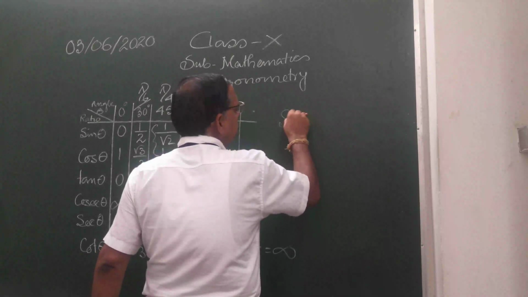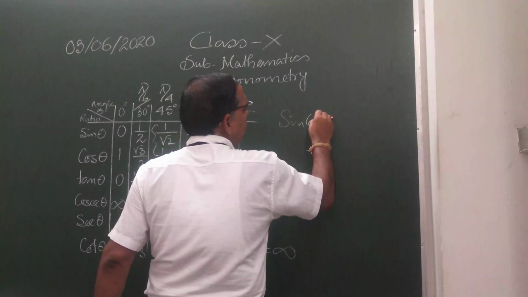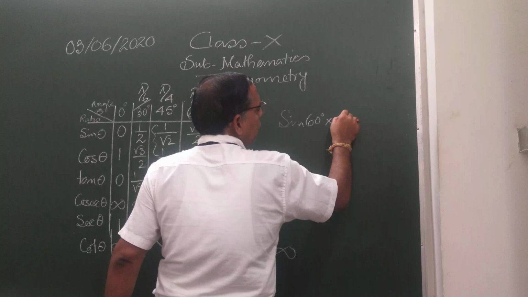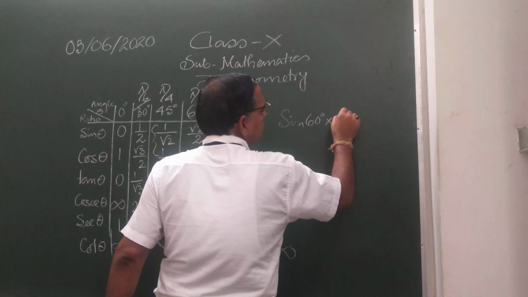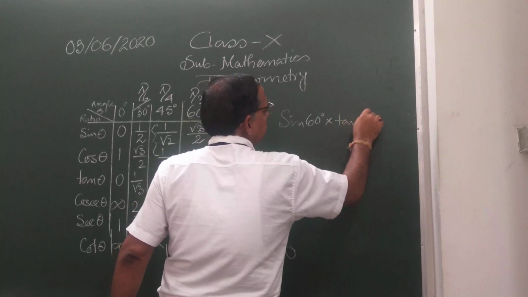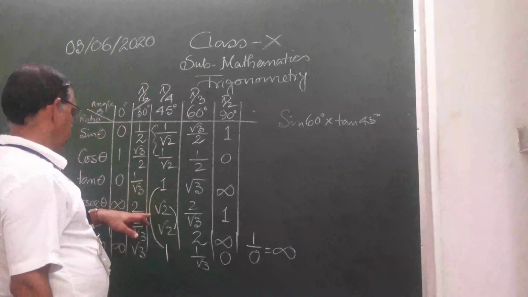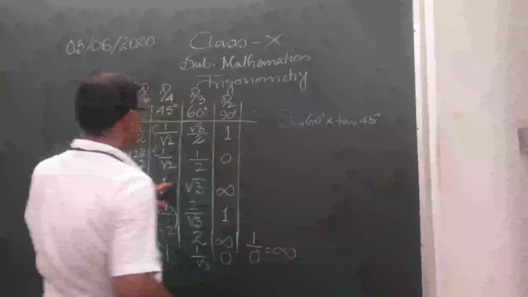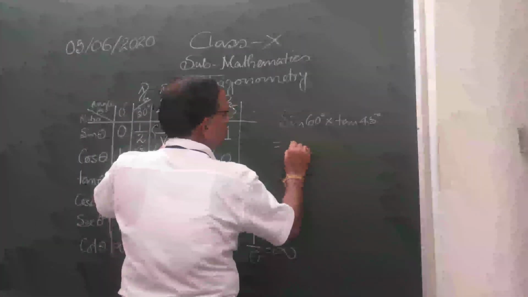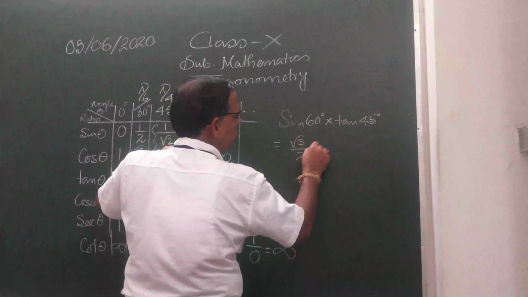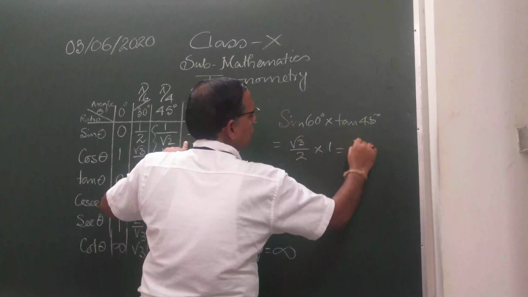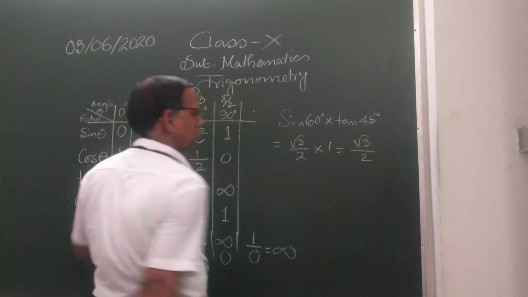Sin 60 degree into tan 45 degree. Tan 45 is what? Tan 45 is 1 and sin 60 is root 3 by 2. So root 3 by 2 into 1 equal to root 3 by 2.